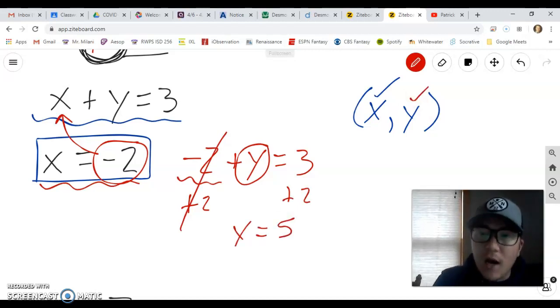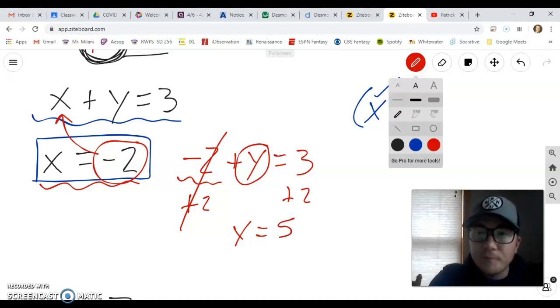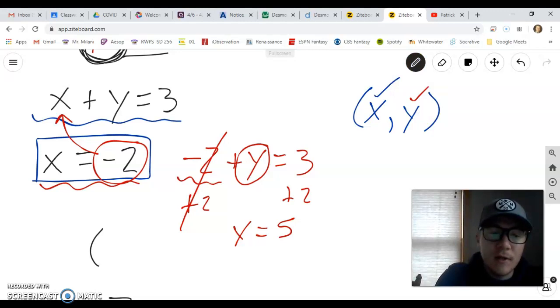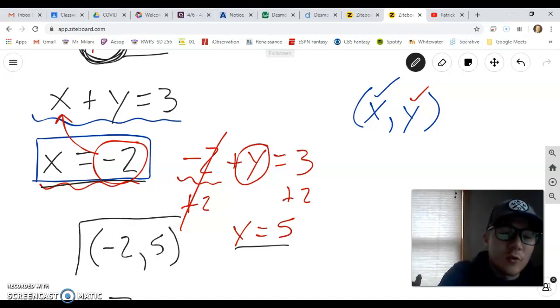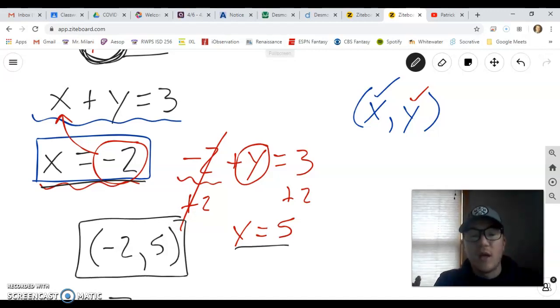Now I've found my y, and my final answer is the ordered pair. Let's put it down here. X of negative 2, y of 5. And that would be your answer with the comma and the parentheses and everything. That's how we write ordered pairs. And that is that point where those two lines would intersect, the negative 2 and the 5.